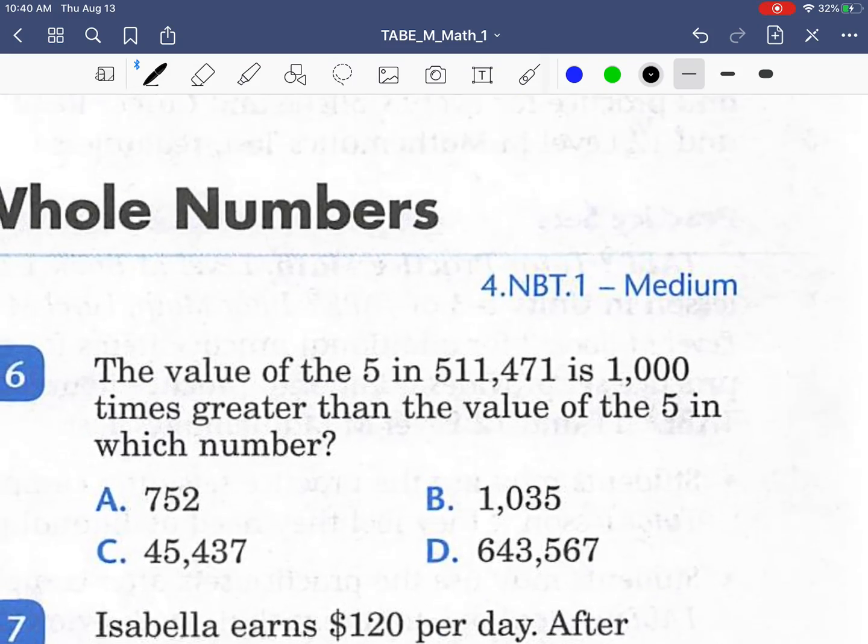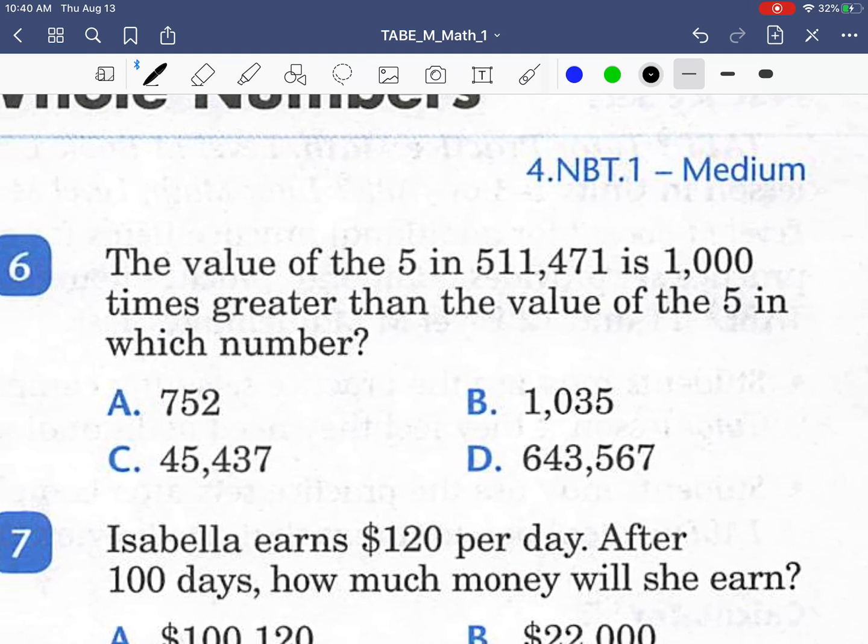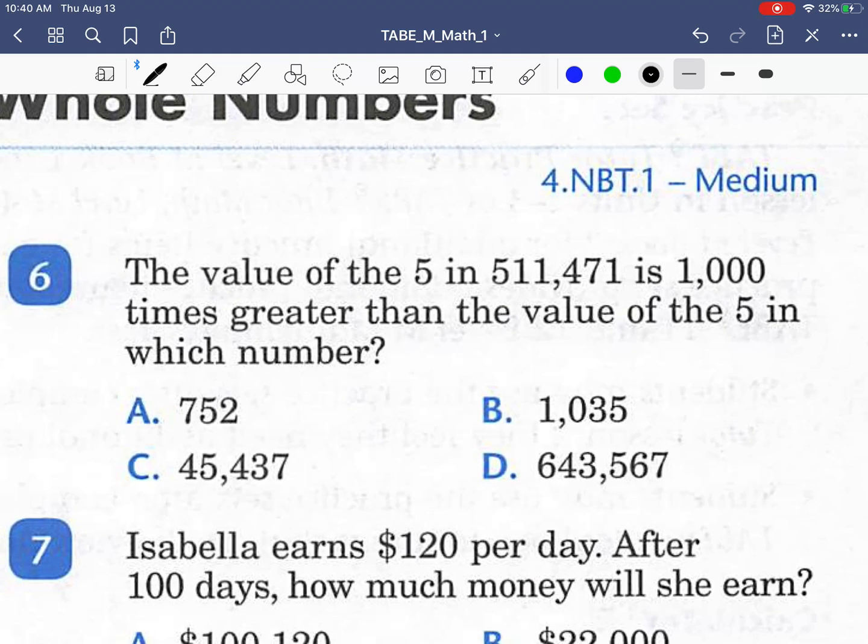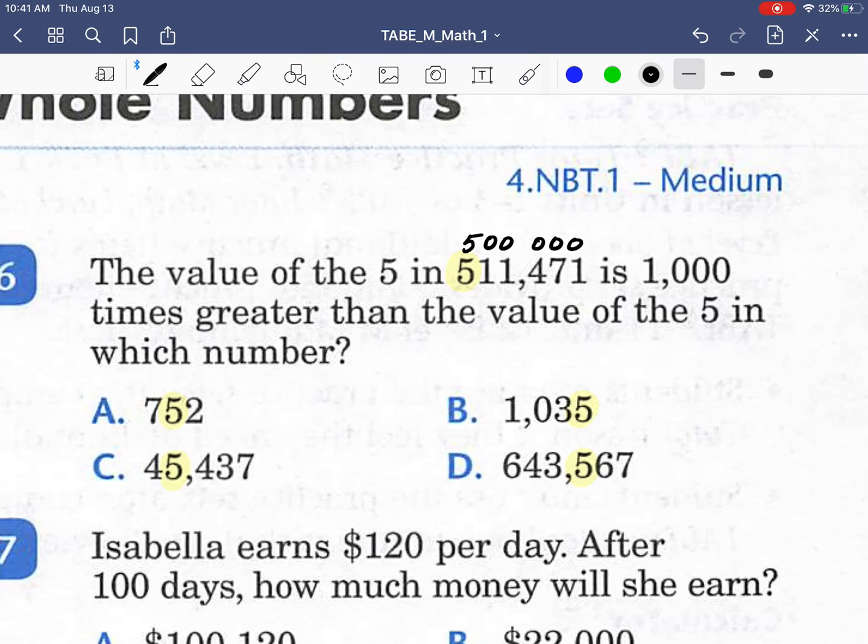Alright, number 6. The value of the 5 in the first number is 1,000 times greater than the value of 5 in which number? So let's mark off our 5. And then we're comparing that to the 5s down here. Okay. So this one, we have 500,000. And we're going to break that down. It tells me that the 500,000 is the big one. It's 1,000 times more than the one we're looking for.